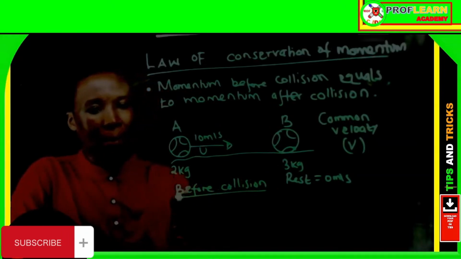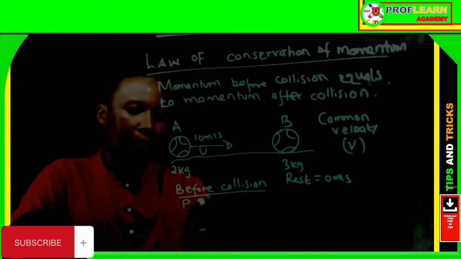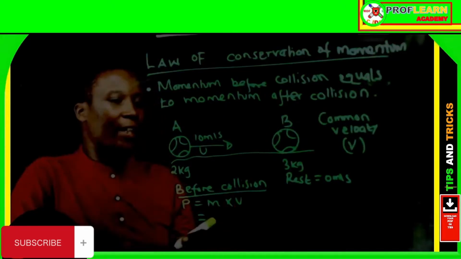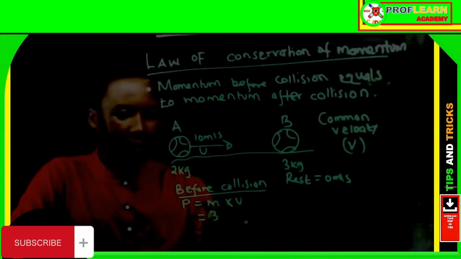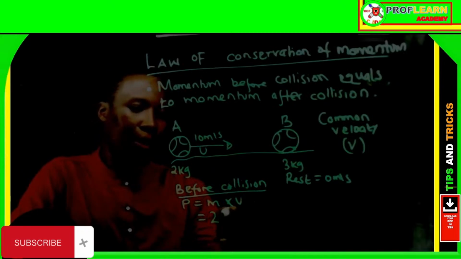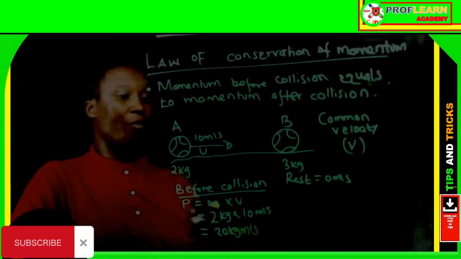So, momentum of A before collision, let's say momentum equals mass times velocity. For A, that is going to be 2 kg times the velocity, which is 10 meters per second. So that momentum is going to be 20 kilogram meters per second. That's the momentum of ball A.